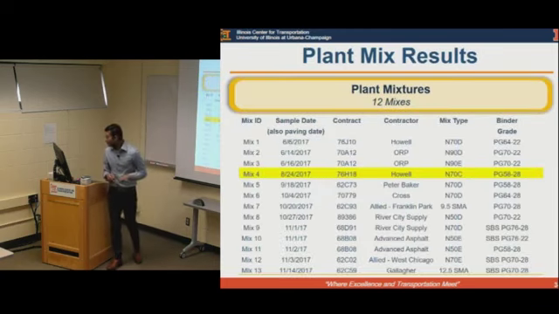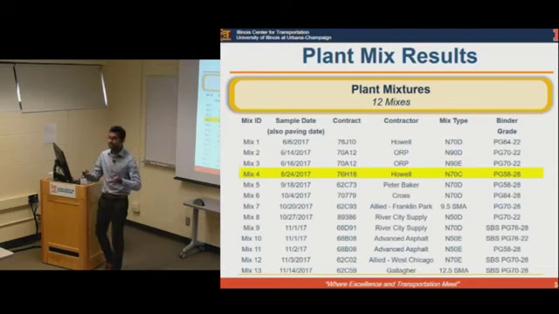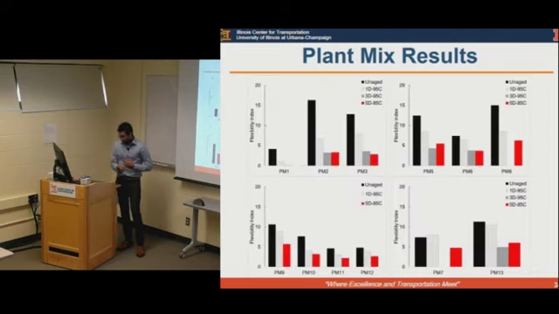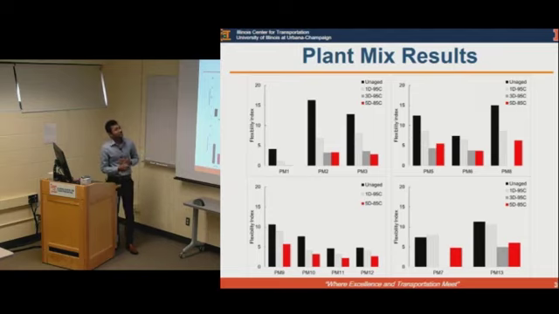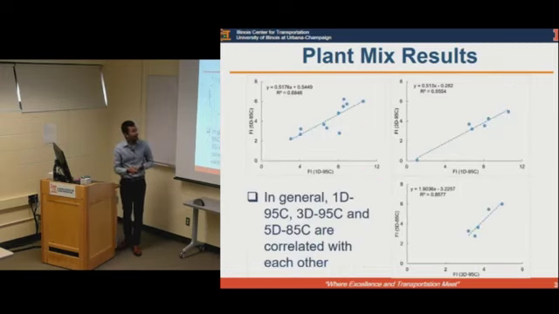Then plant mixtures from various designs and different types of mixes, being SMA and coarse graded, with different binder types, were considered in the studies to see whether the suggested protocol works. The plant mix results also show that for all these 3 aging conditions, 1-day 95, 3-day 95, and 5-day 85, the FI decay was evident in almost all of the mixes. But this rate of change of FI was different for different mixes.